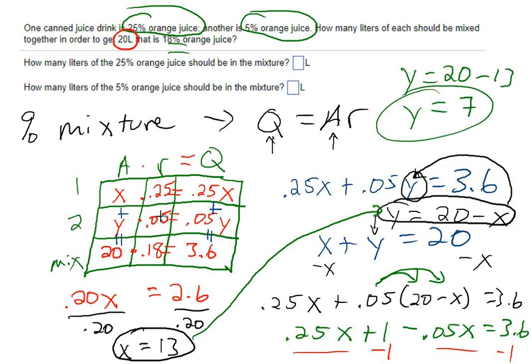Right? And so y is the amount of the 5% concentration. So you want to make sure you're typing the right number into the right box. For the 25% one, it's x, which is 13. So I'll put 13 here. For the 5% one, it's y, which is 7.